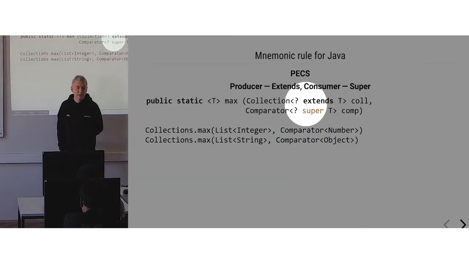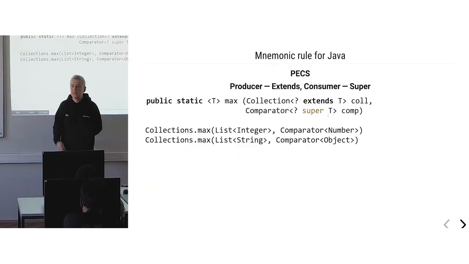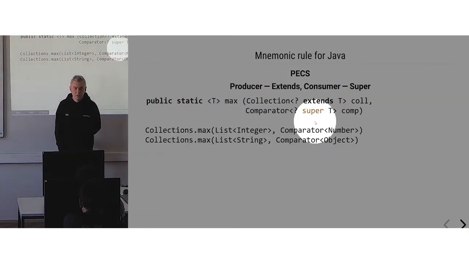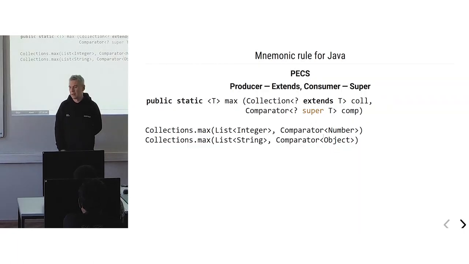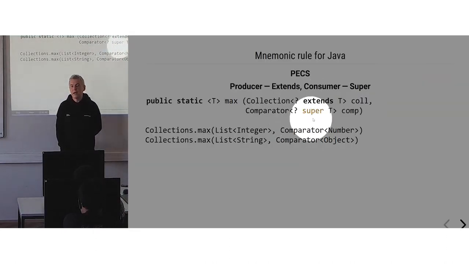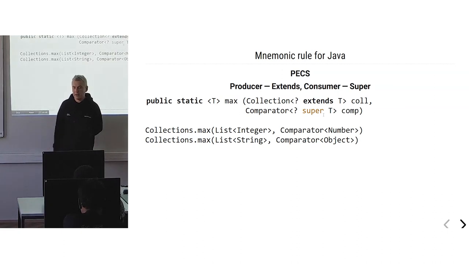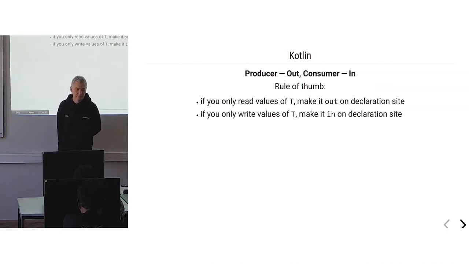Otherwise, if it was written like Collection of T and Comparator of T, it's the naive approach. The only thing you could use is a list of Integer, and please put here a comparator of Integer. Comparator of Number is incompatible with comparator of Integer. See, this is the trick. This is how wildcard types are used in Java. This is why they are used for more convenient APIs.